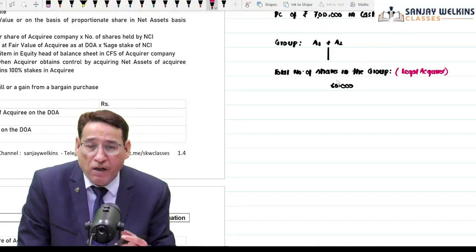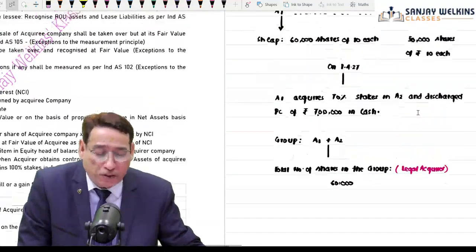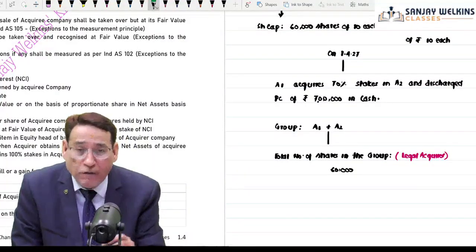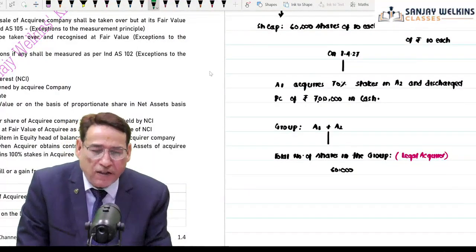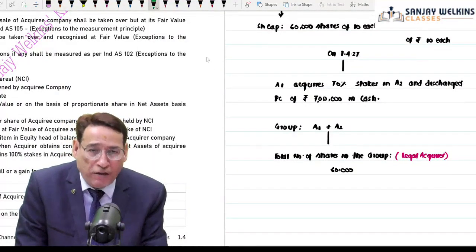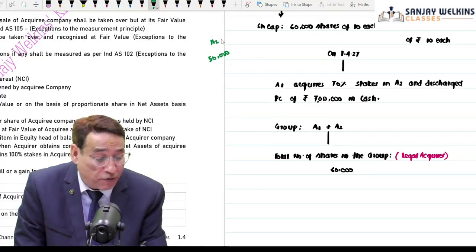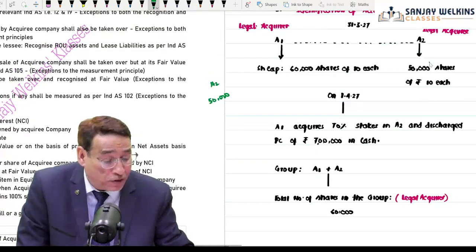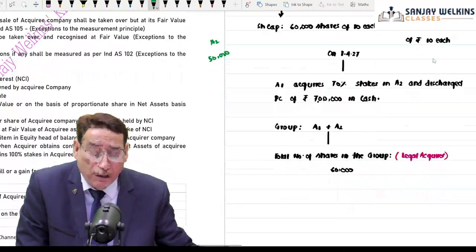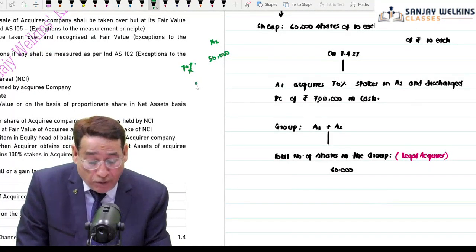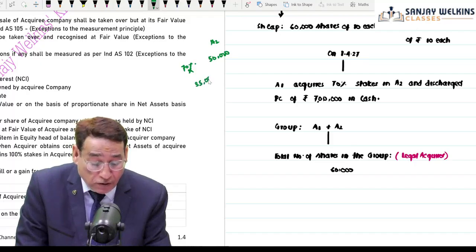But here again, some of you may be tempted to think, I'm not telling every one of you, because sometimes confusion arises, so I want to erase every confusion. Some of you may think that A2 Limited has total shares of 50,000, and it is given that we have acquired 70% of the shares of A2 Limited. So that means we have acquired 35,000 shares of A2 Limited.